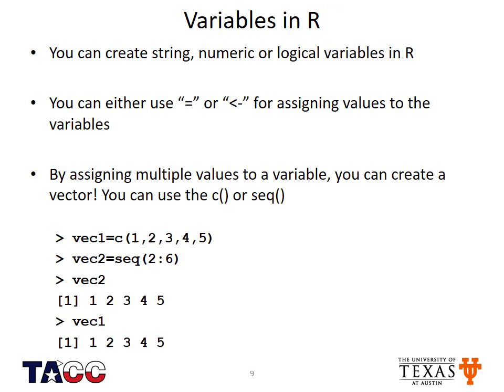We have already seen one way of creating vectors in R, and that is by using the inbuilt function C. There is another inbuilt function named seq, or sequence, that can be used for creating vectors, and the example on the slide shows how to use the seq function. In addition to creating vectors, you can create strings, numeric or logical variables in R, and you would use the assignment operator or equal to sign for assigning values to the variables.